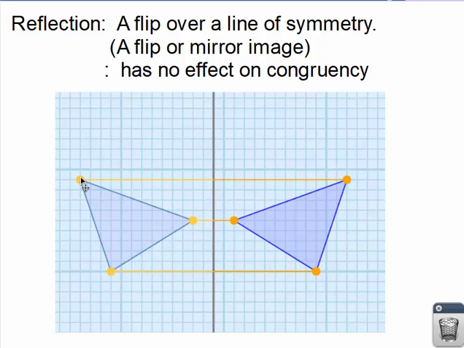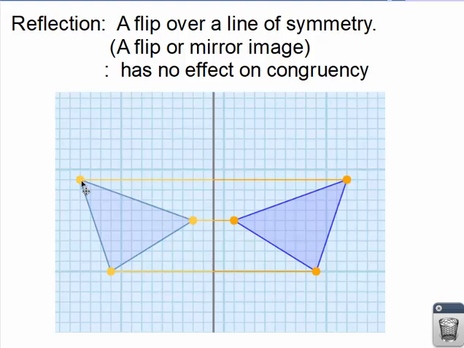Now, does a reflection have any impact on congruency? Well, my original shape and my new shape are the same size. Does it have an impact on orientation? Well, this point right here is top right of the figure. This one is top left of the figure. So does it have an impact? Yes, it has an impact on orientation. No effect on congruency, does have an impact on orientation.